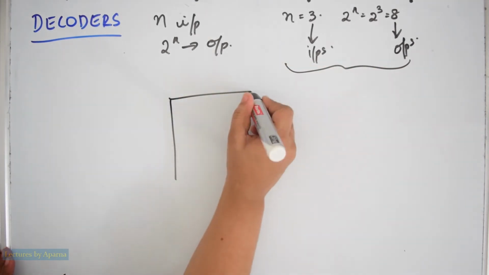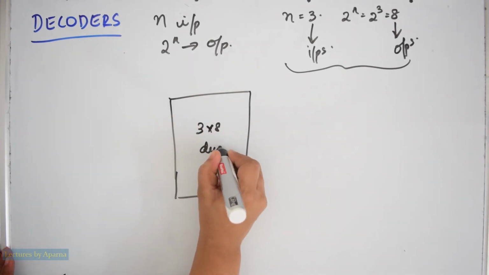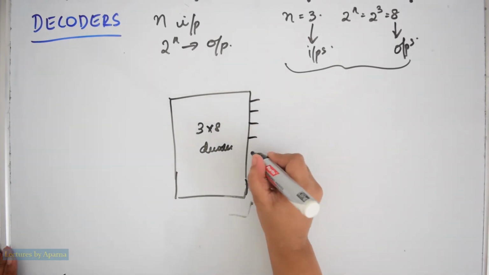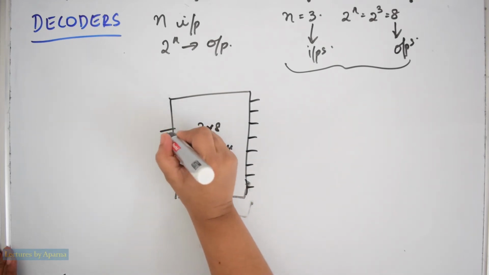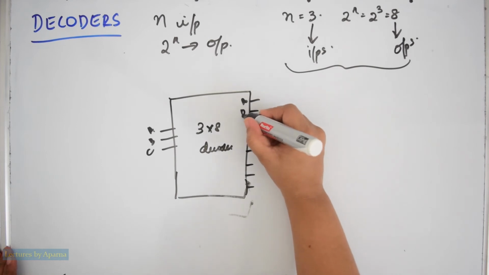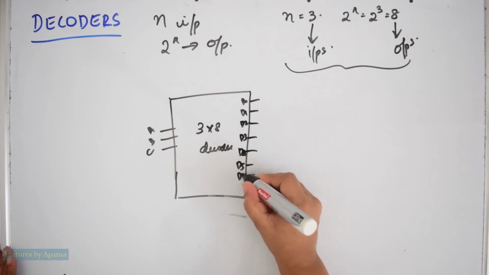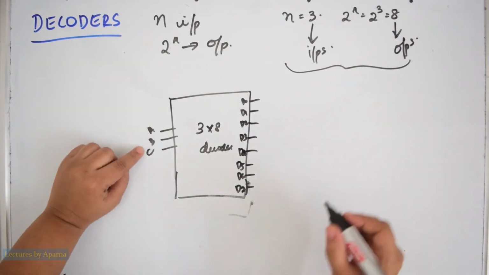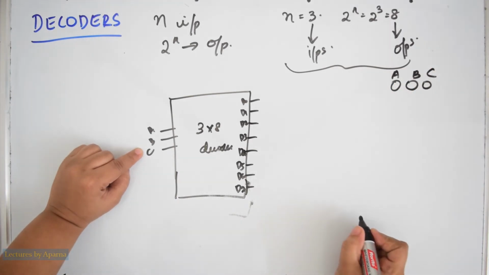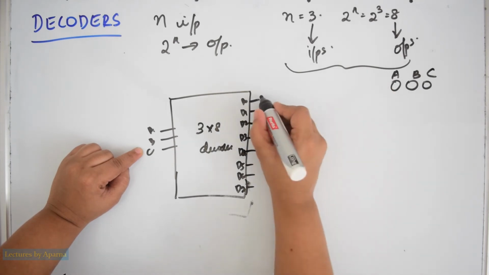So we have a 3 by 8 decoder with 8 outputs, 1, 2, 3, 4, 5, 6, 7, 8, and 3 inputs. Let these be A, B and C. These are D0, D1, D2, D3, D4, D5, D6 and D7. When A is 0, B is 0, C is 0, then one of the outputs will become high. So D0 will become high.